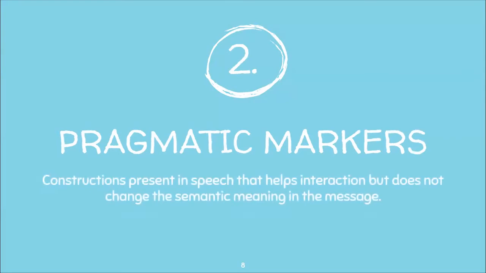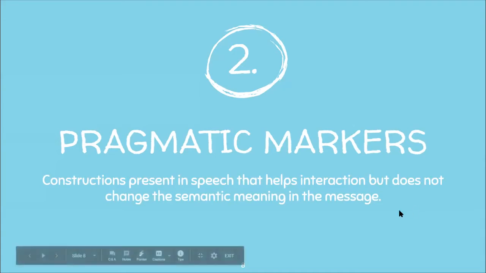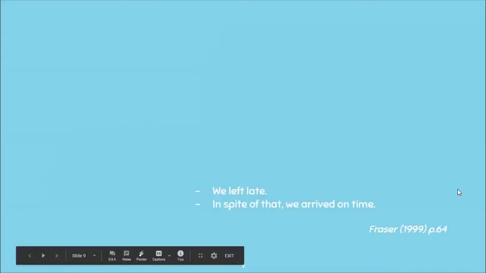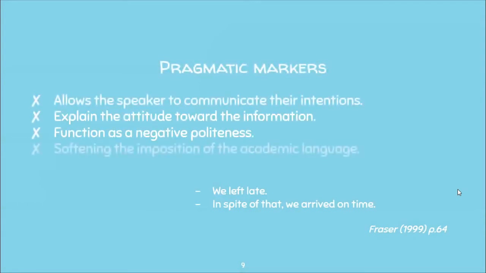Well, next, please. The pragmatic markers are constructions presenting speech that helps interaction but does not change the semantic meaning in the message, which means that it is something we add to our discourse. Next, please. Well, you can click to everything.